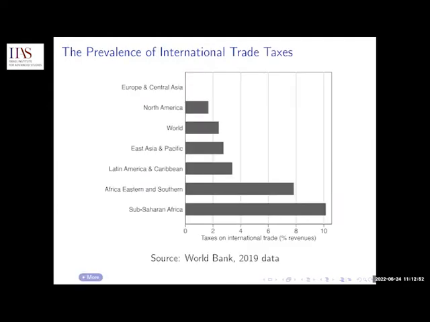So just to give you an idea, these are summary statistics about the prevalence of international trade taxes across countries, expressed as a percentage of overall tax revenues. And as you can see, there is some variation across countries and regions in the world in terms of how prevalent international trade taxes are. But what is striking as well is that you do see at the top of this graph the less developed countries.